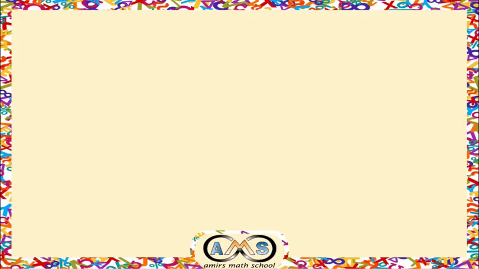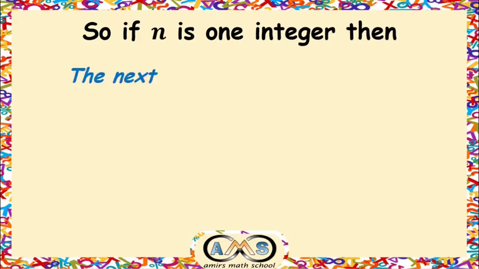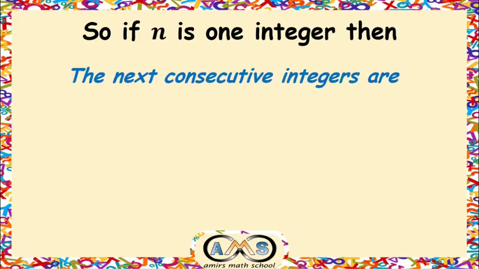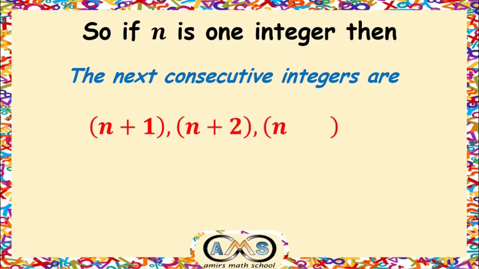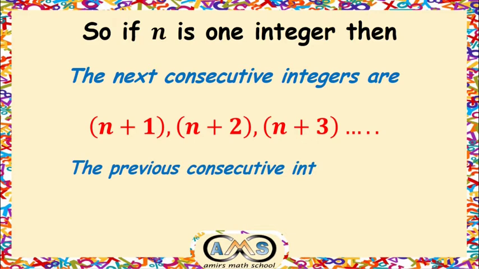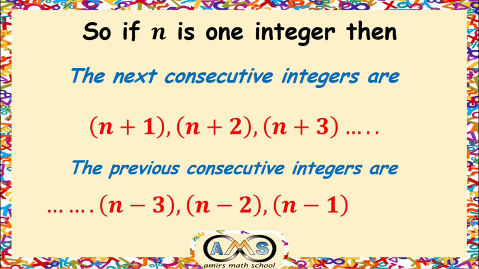Now, let's express the consecutive numbers with the help of a variable. So, if n is one integer, then the next consecutive integers are n plus 1, n plus 2, and n plus 3, and so on. And the previous consecutive integers are n minus 1, n minus 2, n minus 3, and so on.